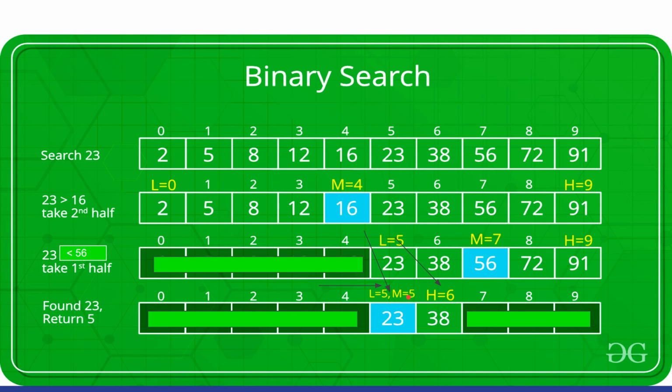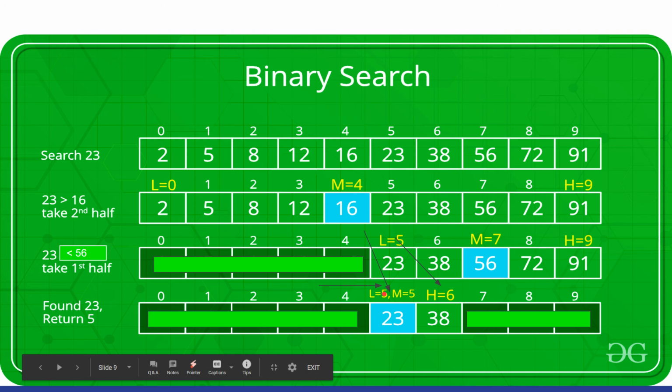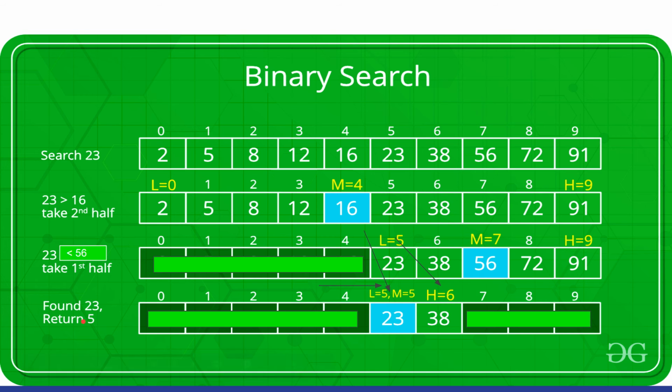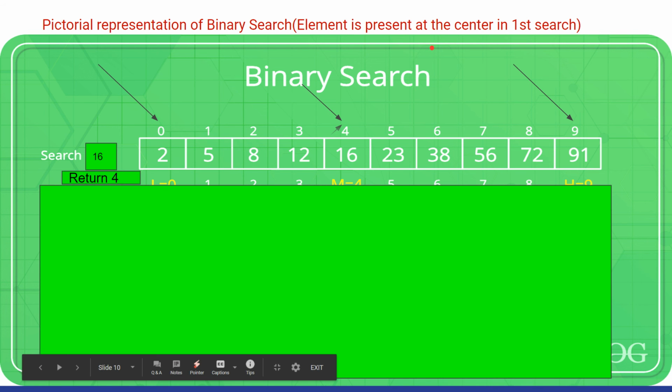So here the starting index and the middle index turn out to be the same, and as we have to find 23, 23 is found at index number 5, that is this. Depending on what we are printing, if we have to print just the index value, we can print that, or anything else if you want. So here you can see the element is found.